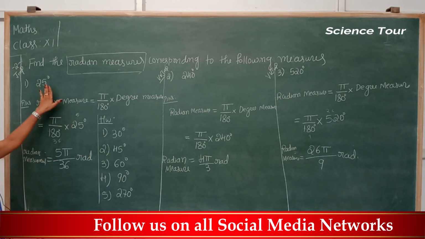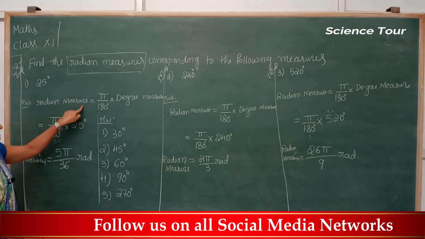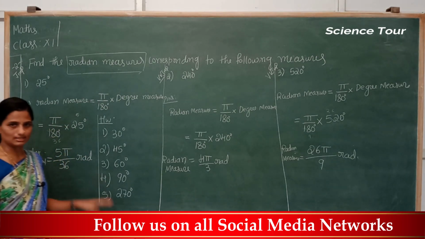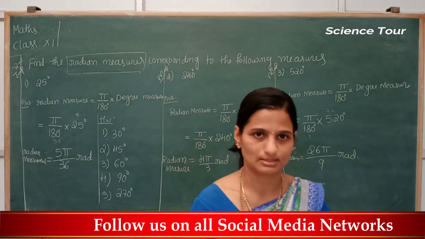Understood now? Given degree, the conversion is radian. So the formula is radian measure is equal to. Just remember the formula and substitute. Next is simplification. But in radian, keep pi as it is. Don't substitute. If you substitute also okay, but keep pi as it is. Okay? Yes.